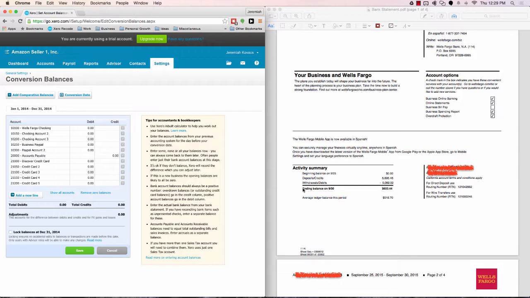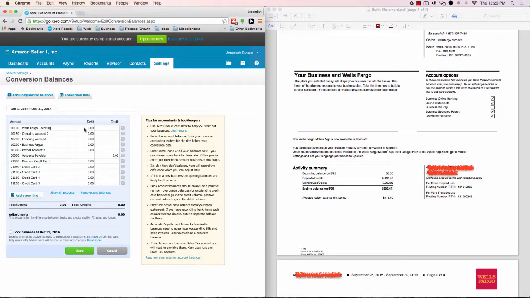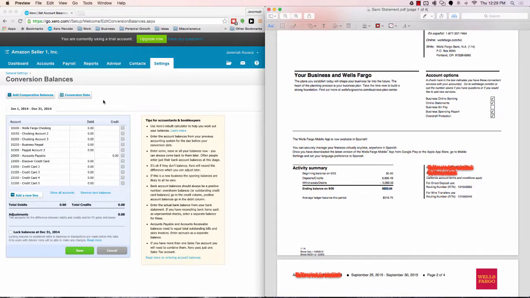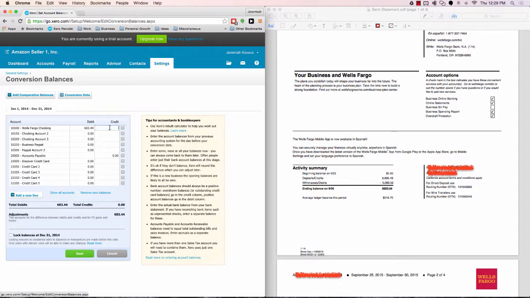These statements give us a beginning and ending balance. So we need to grab the ending balance on the statement if you're pulling the December statement. If you pull a January statement, then obviously you want the beginning balance. We're going to grab that number and plug it in over here, 603.44. One important thing is that for the checking account, if you have a positive balance and you're not overdrafted, you need to put it in the debit column. If you were overdrafted, then you need to put it in the credit column.